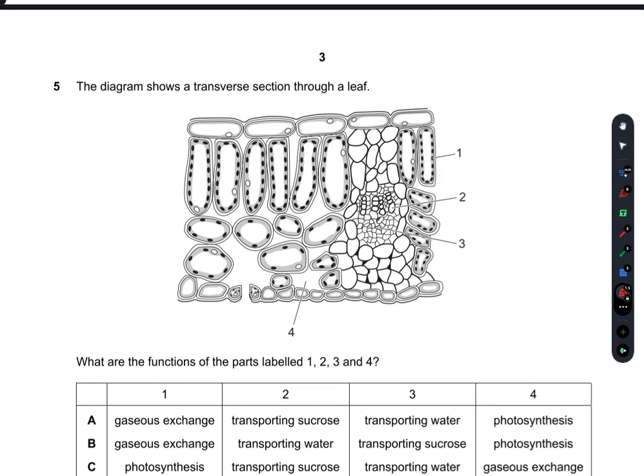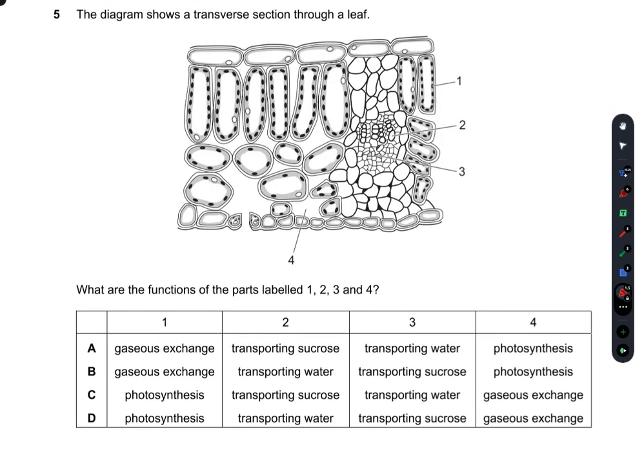The diagram shows a transverse section through a leaf. What are the functions of the parts labeled 1, 2, 3, and 4? So 1 is the mesophyll cell, and mesophyll cell is the place where photosynthesis takes place. 4 is the intercellular spaces where the gaseous exchange mainly occurs. So A and B are incorrect.